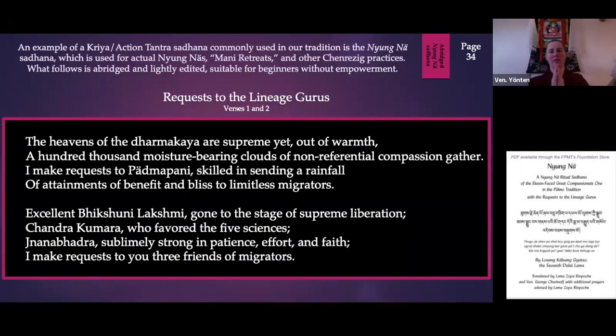And we start with the request to the lineage lamas. The heavens of the Dharmakaya are supreme, yet out of warmth 100,000 moisture-bearing clouds of non-referential compassion gather. I make requests to Padmapani, skilled in sending a rainfall of attainments of benefit and bliss to limitless migrators. Excellent Bhikshuni Lakshmi, gone to the stage of supreme liberation. Chandrakumara, who favored the 5 sciences. Janabhadra, sublimely strong in patience, effort, and faith. I make requests to you 3 friends of migrators.